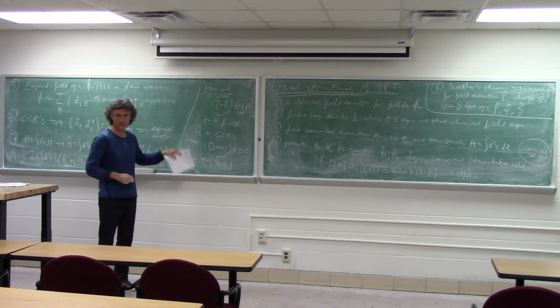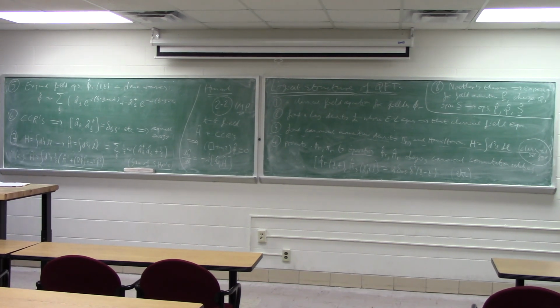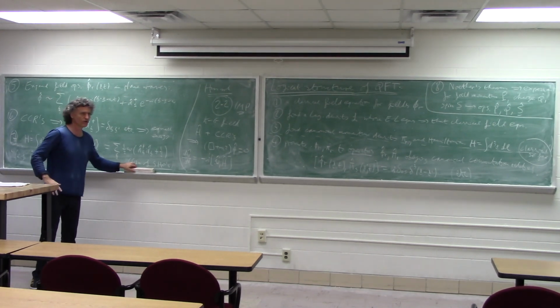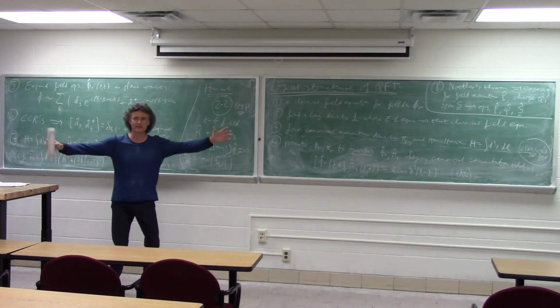If you can do exercise 2.2, then you're understanding the basic structure of quantum field theory. If you can't do exercise 2.2, it means you are completely lost in the dark wood and you don't know where you are, and it means that you have to email me and ask for an office hour.